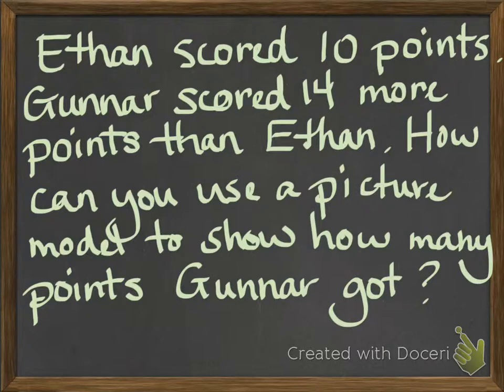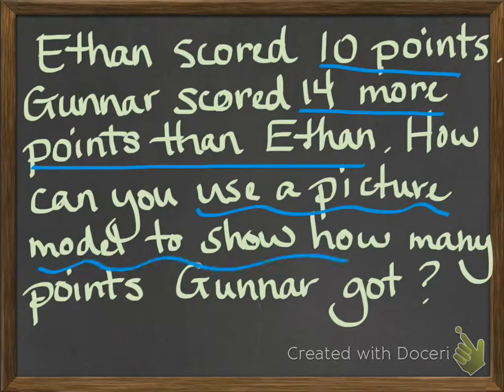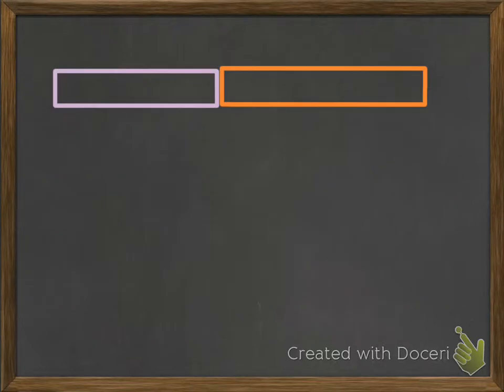So I'm going to look at this question and try to find the important information and figure out what it's asking me. So I know that Ethan scored 10 points, Gunnar scored 14 more points than Ethan, and I'm going to use a picture model to show how many points Gunnar got. So it's not just asking me to solve the problem, but to use a picture model to show my thinking. So I've made this model to show how many points each boy got.